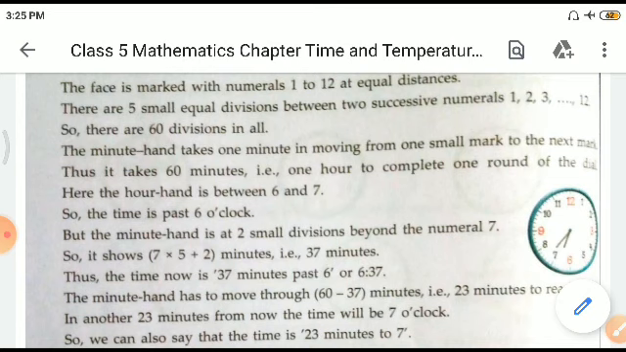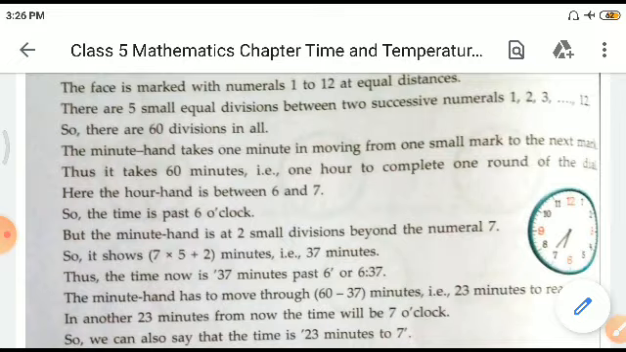There the hour hand is between 6 and 7, so the time is past 6 o'clock, but the minute hand is at 2 small divisions beyond the numeral 7, right? So it is showing 7 into 5 plus 2 minutes, that is 37 minutes. 7 intervals each of 5 minutes plus 2 minutes. Okay, so it is 37 minutes past 6 or 6:37.